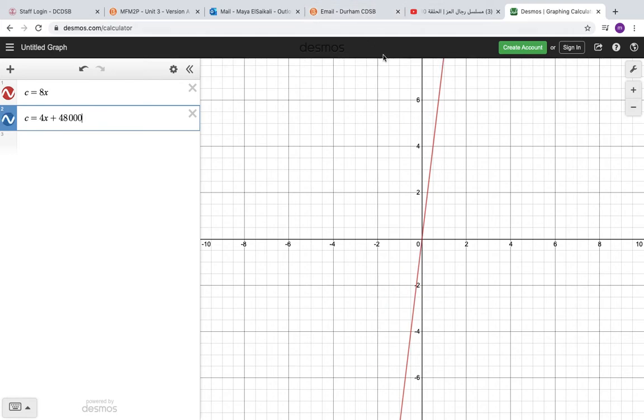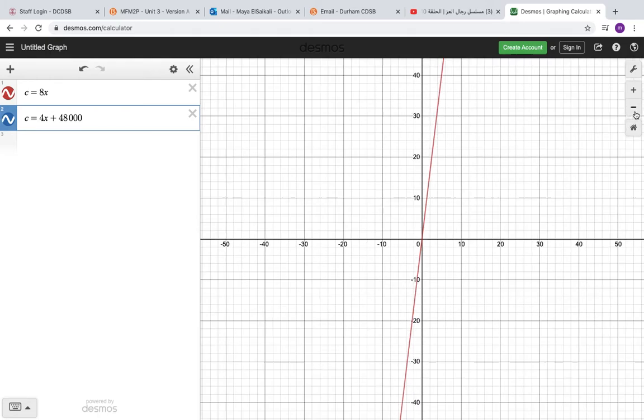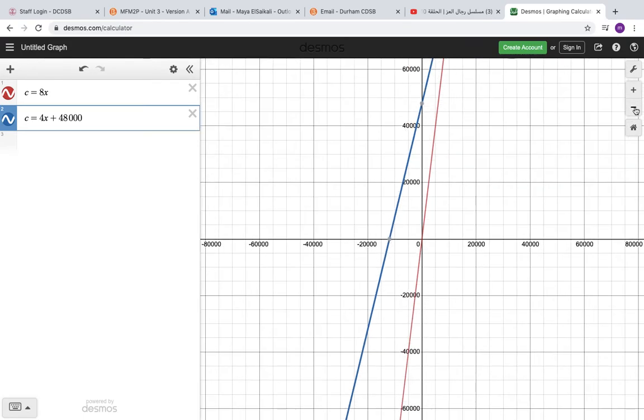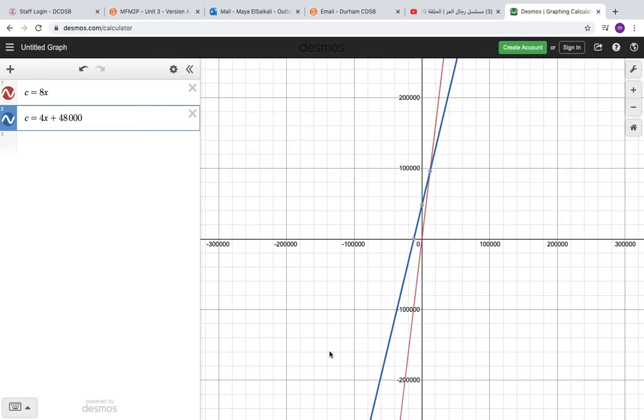And you see that the second graph is not showing. It should be a blue graph. It's not showing here, and that's because you're starting at 48,000. So what I'm going to do is zoom out. I'm pressing on that negative button. You see now when I zoom out enough, I start seeing the blue graph.